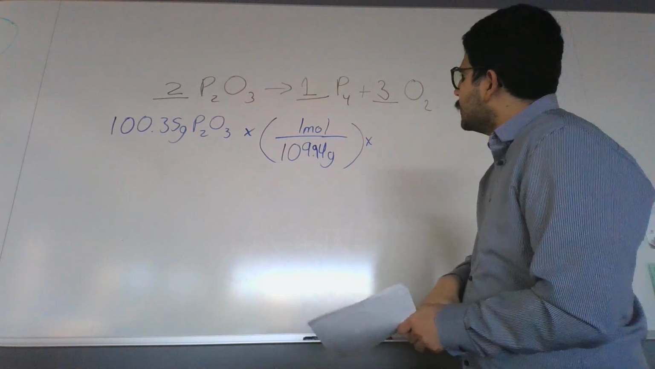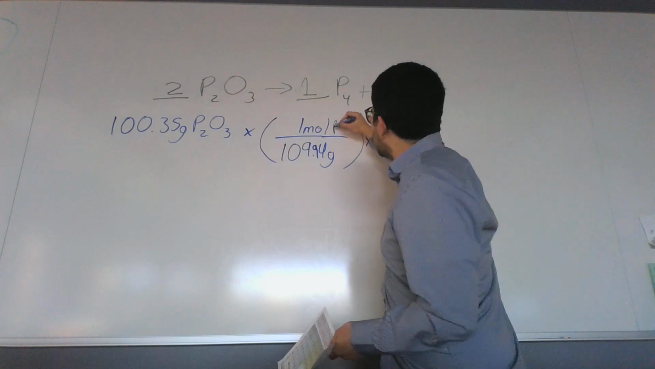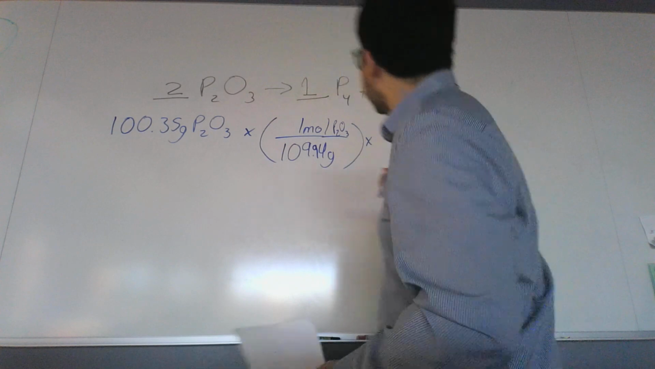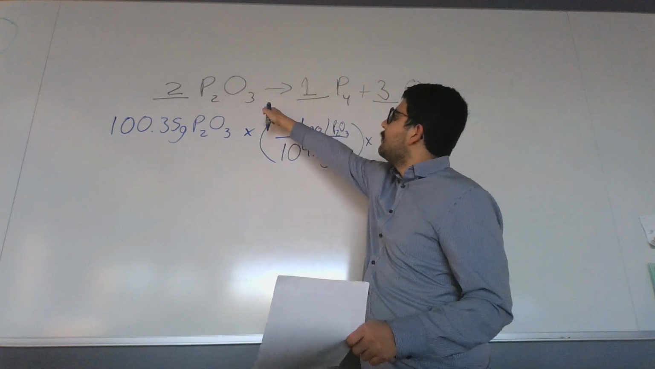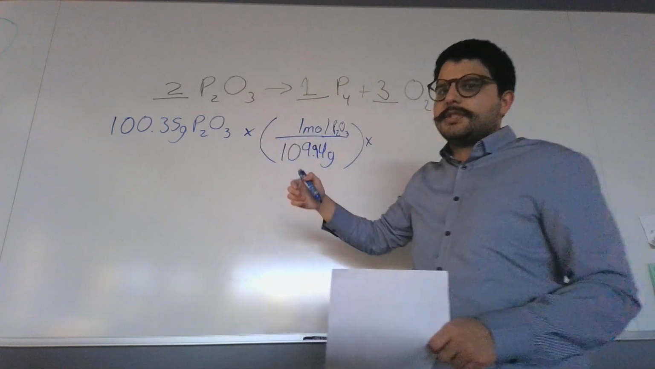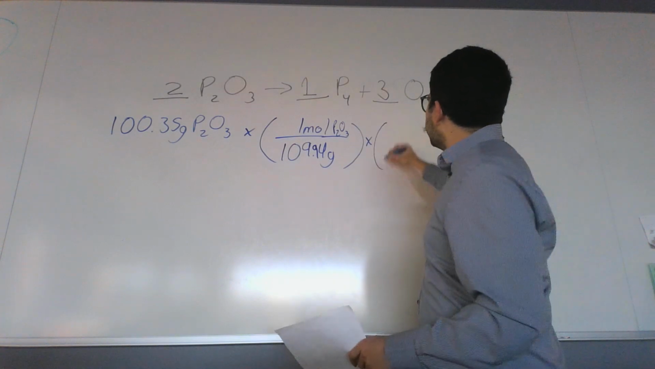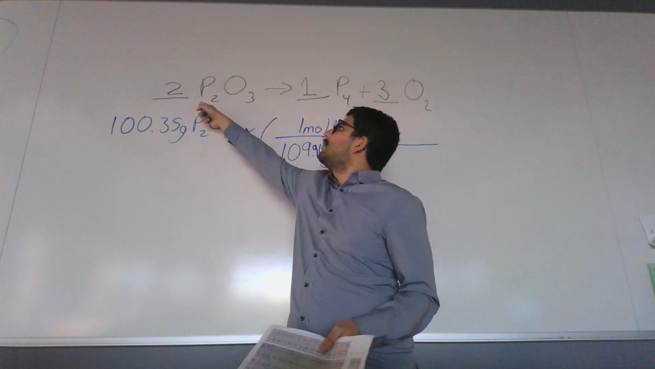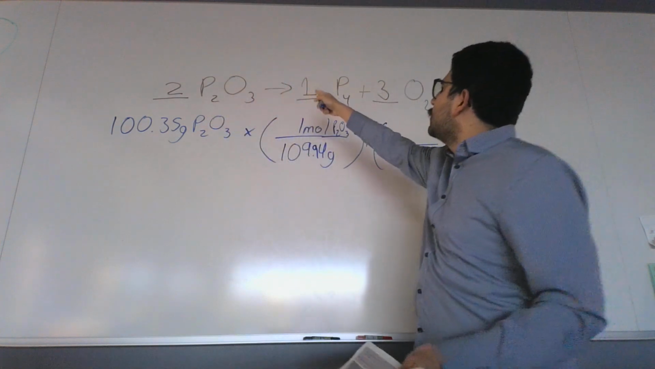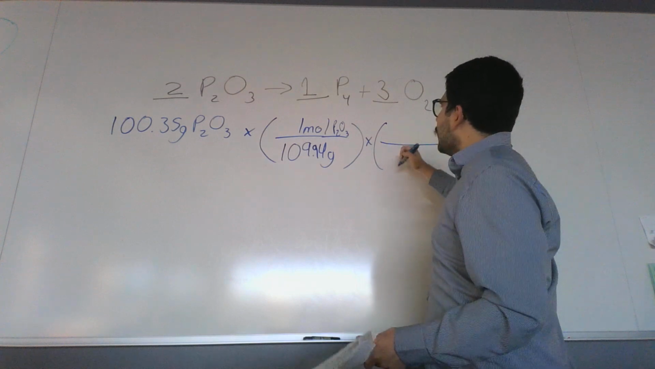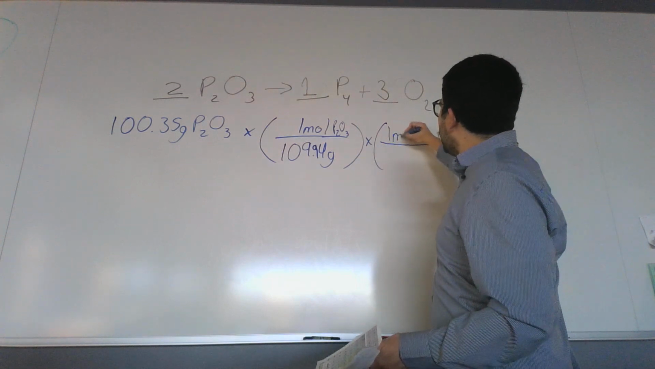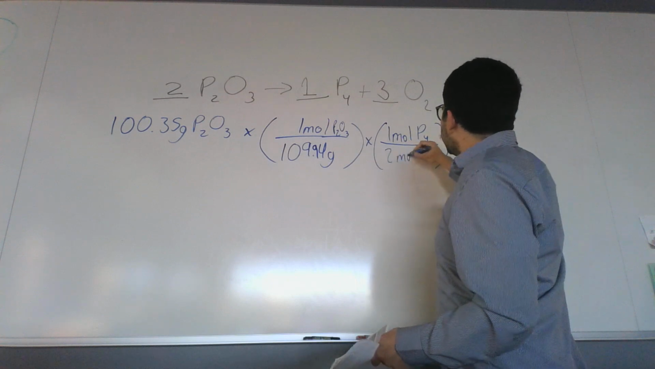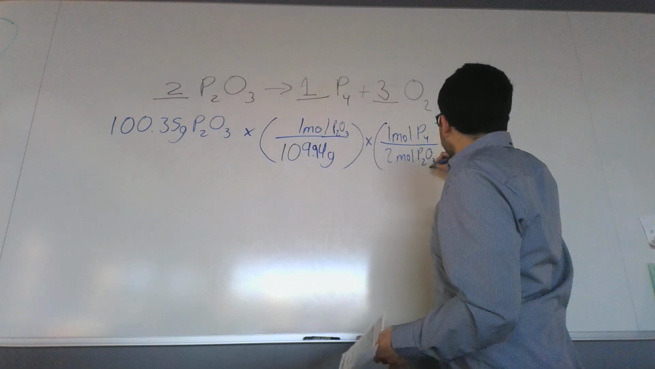From there, we convert from the moles of P2O3 to the moles of P4. From that, we use the mole ratio from the balanced chemical equation. In the balanced chemical equation, we use 2 moles of P2O3 to produce 1 mole of P4. Again, what you're solving for goes on top: 1 mole P4 over 2 moles P2O3.